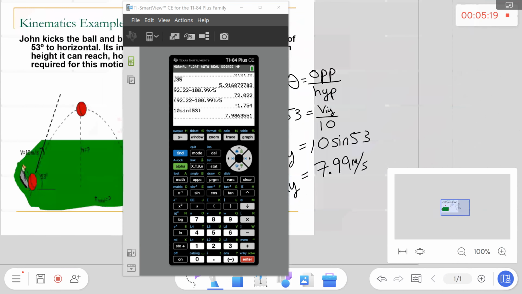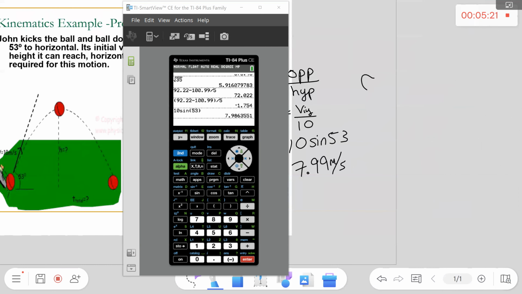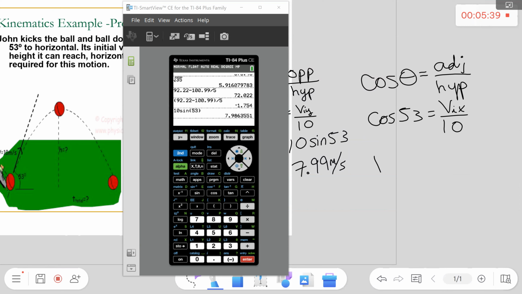So, cosine theta equals adjacent over hypotenuse. So cosine of 53 equals initial velocity in the x direction over 10. So initial velocity in the x is 10 cosine 53.